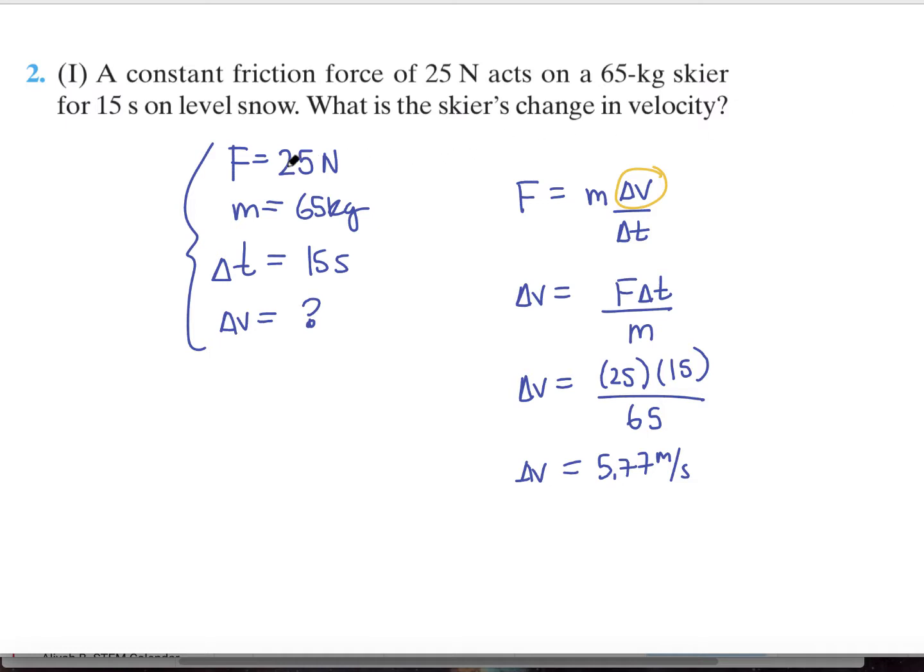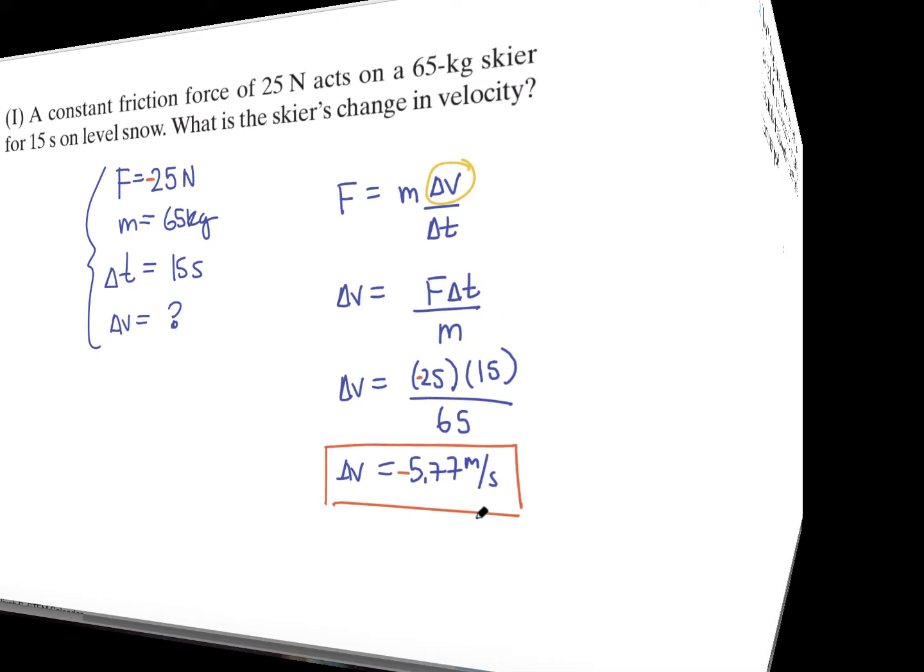So what we may do is we may want to say that our friction force is a negative force. If this is negative, that makes our answer negative as well. And so we would kind of expect this because friction will tend to slow down our object, so our change in velocity should be negative.